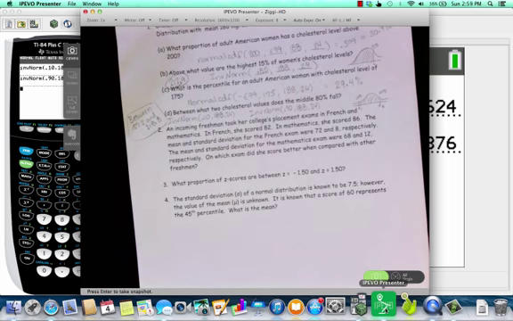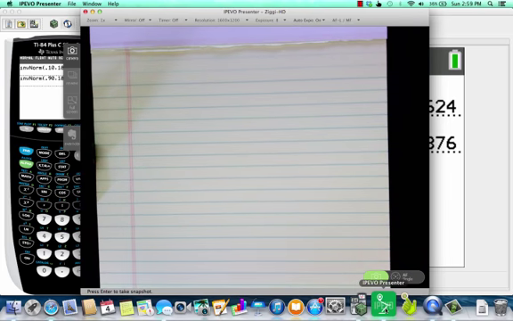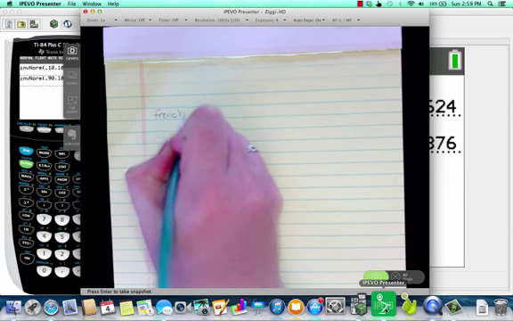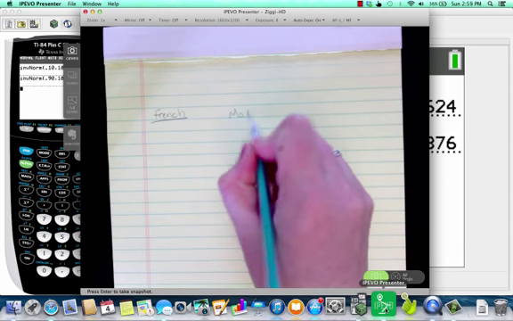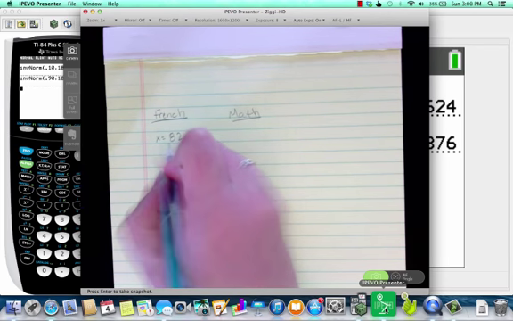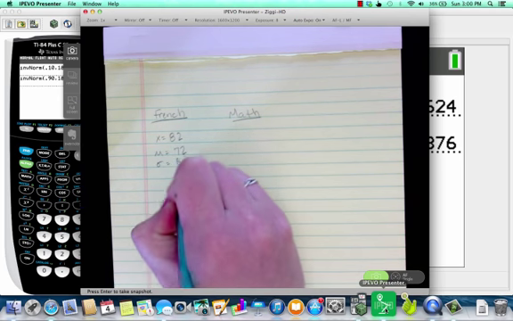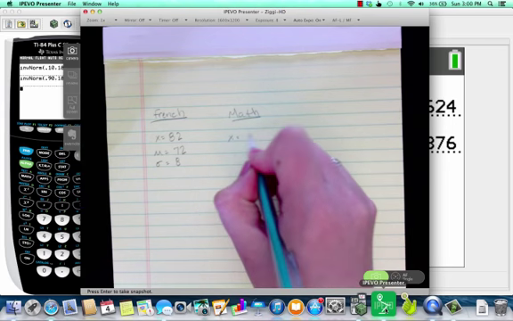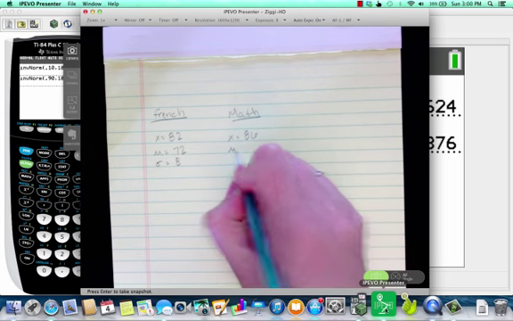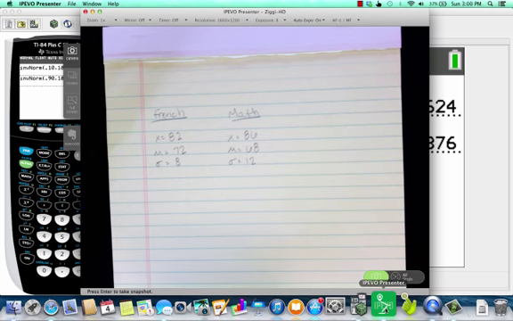Okay, so for this one, let me grab a piece of paper here. We've got some information about her French exam and her math exam. Her score on the French exam was 82. The mean is 72. Standard deviation is 8. Her score on the math exam was 86. Mean was 68. Standard deviation was 12.